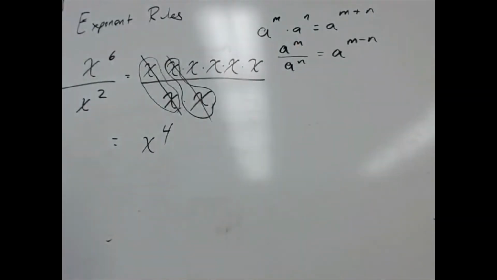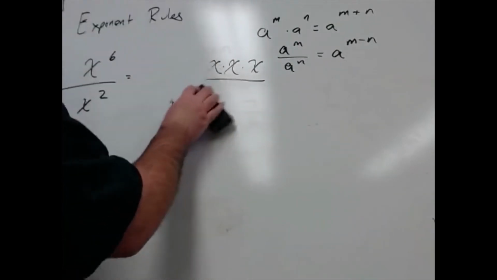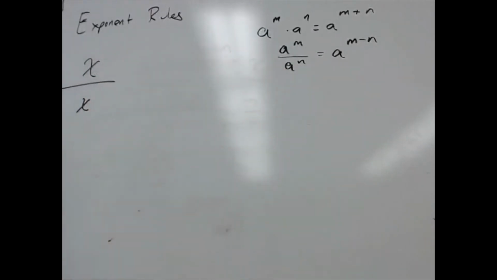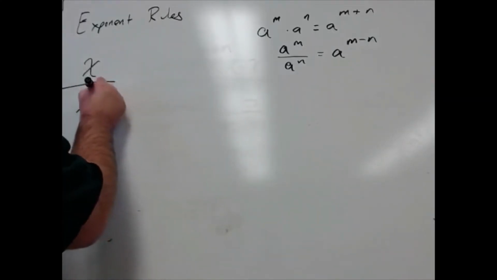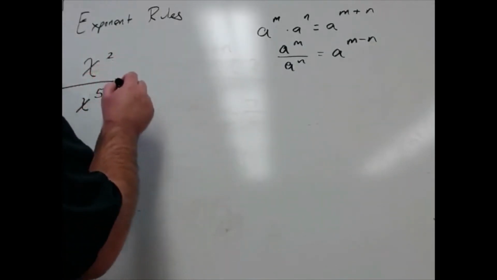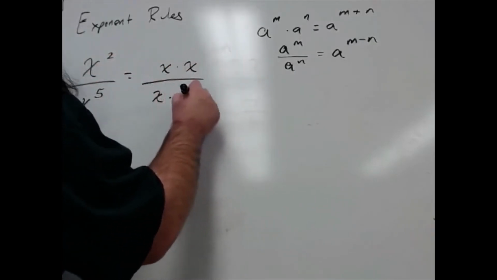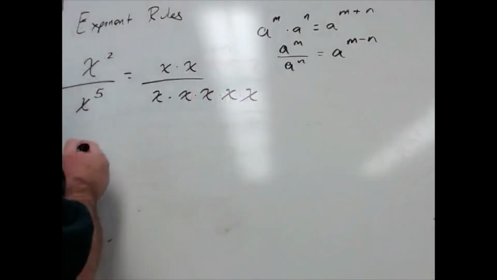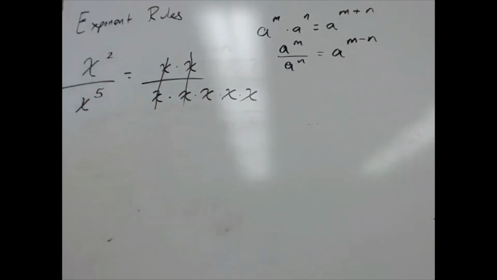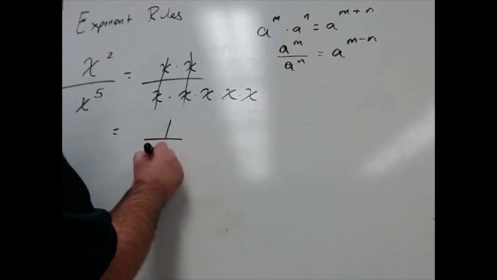Okay? So you might now be asking the question, well, what if the exponent in the denominator is bigger than the exponent in the numerator? Well, nothing really changes. The same thing happens. So let's change the exponents to this: x squared over x to the 5. If I were to do it the long way, I could still write this as x times x over x times x times x times x times x. These x's would cancel off, leaving me with 3 x's on the bottom, right? So this leaves me with 1 over 3 x's, so 1 over x cubed, right?